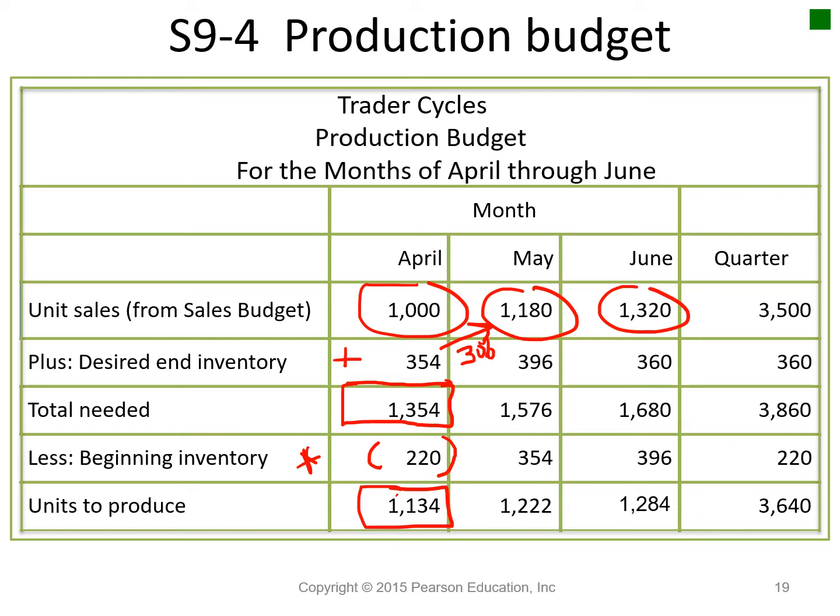Let's look at May. For May, to get the desired ending inventory, again, you take 30% of June, which is 396. You're going to add that to 1,180. That gives you 1,576. You then subtract out the beginning inventory. Remember, beginning inventory will be that 30% of 1,180, which is 354, which would give you the desired production for the month of May to be 1,222.